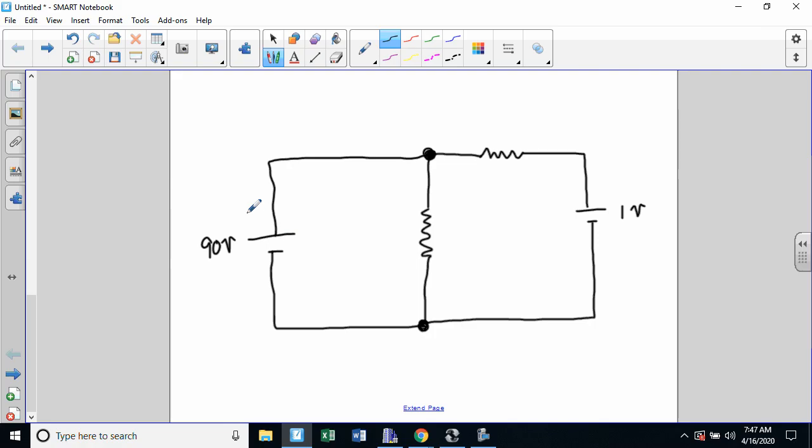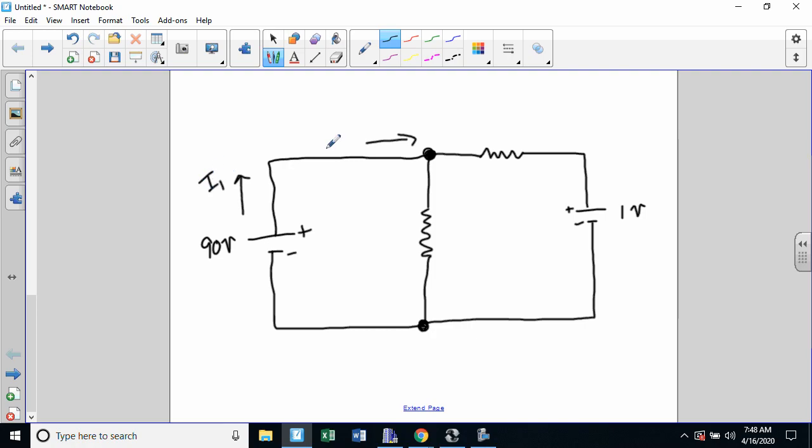So what I'm going to do really simply is I'm going to say, I know the current is going to come out of this guy because it's so strong. And I'm going to put a plus and a minus here because we know that the battery raises the energy of the charges. And I'm going to do the same thing with the 1 volt battery. I know this is the positive terminal and this is the negative terminal. Okay, so current is going to come out of the 90 volt. It is going to go into the first junction.